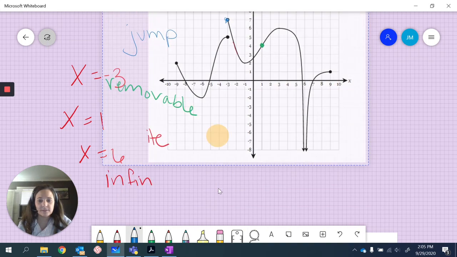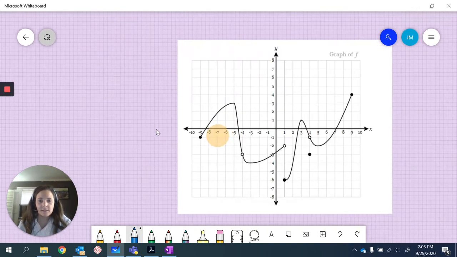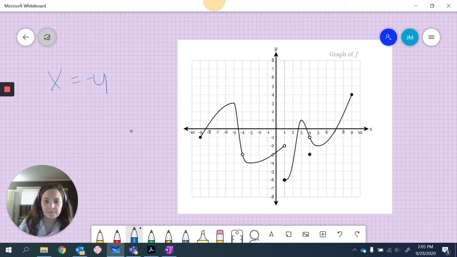Okay, one final example here. So x equals negative 4. There's a hole there. x equals 1. And x equals 4. As I'm going along at x equals negative 4, there's a singular hole that we can patch, so we're going to call that removable.